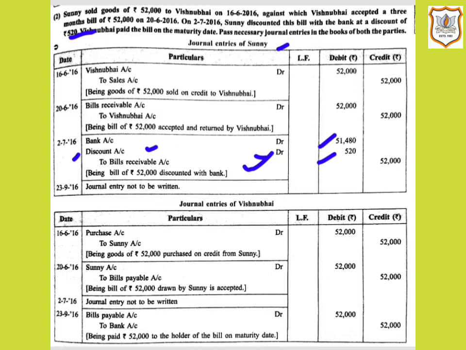Now in Roy's book, that is the acceptor, the acceptor does not pass any entry at the time of bill discounting by the drawer. He will pass an entry at the time of payment of the bill. So here in this case, we will write journal entry not to be required, date 2nd July 2016, because this is a transaction between Sunny and his bank.